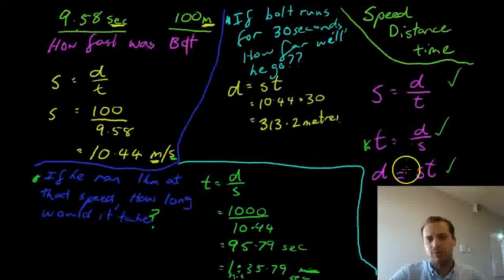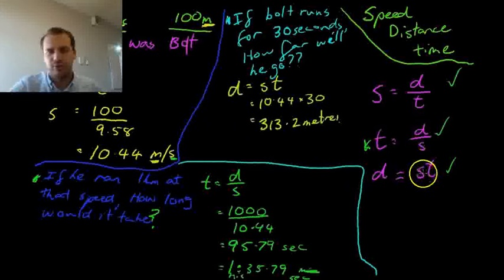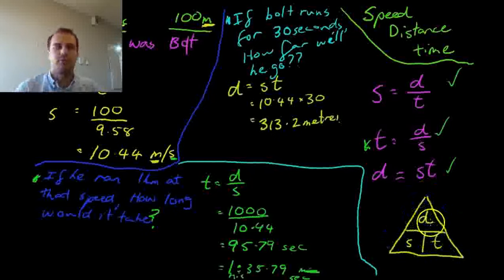Okay, so we've learned 3 formulas. Now you're probably sitting there going, oh, I don't want to learn 3 formulas. I would tend to agree with you. Learning 3 formulas is going to be difficult. So there's a handy way to remember those 3 formulas. Draw yourself a little triangle. Put the D there, S, T. This little triangle will help you remember the formula.